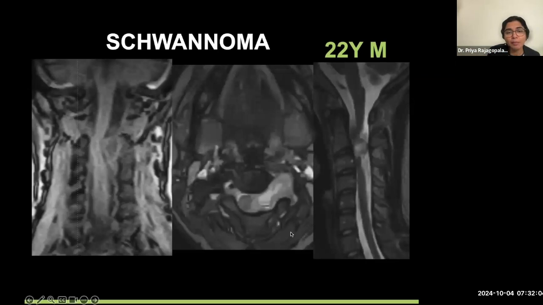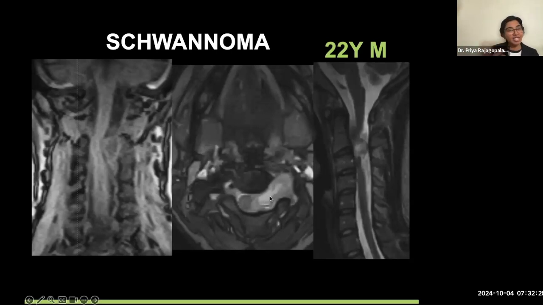Here's another example of a schwannoma in a 22-year-old male. As you can see, this is on the patient's left side, and it's expanding, unlike the right side, which is a normal neuroforamen. You see how this has slowly remodeled that neuroforamen and has expanded it and has pushed the spinal cord to the side as well. Now, that's an example of another schwannoma.